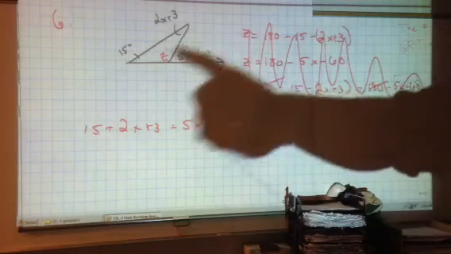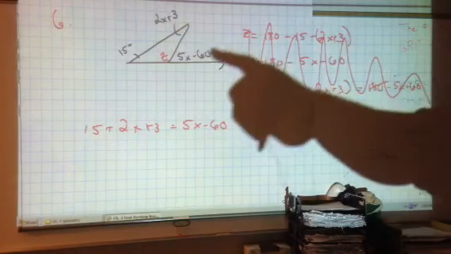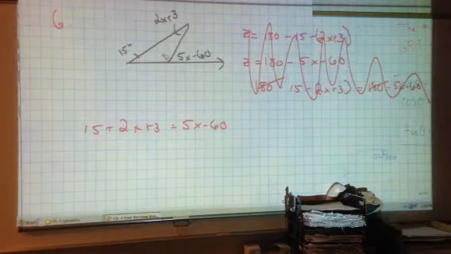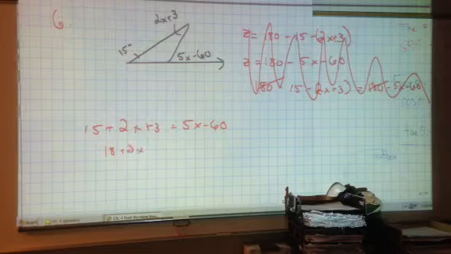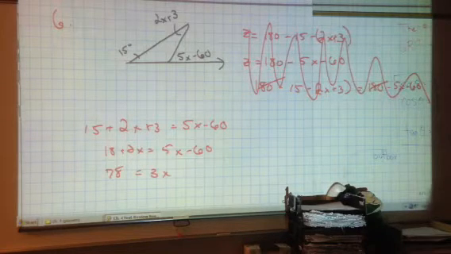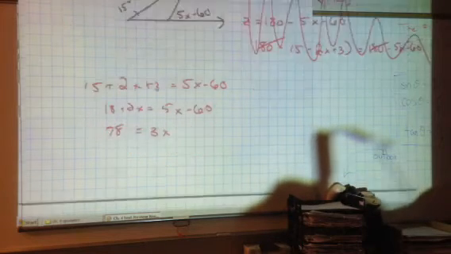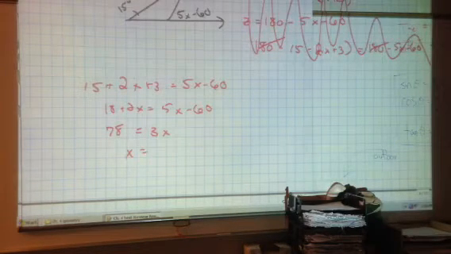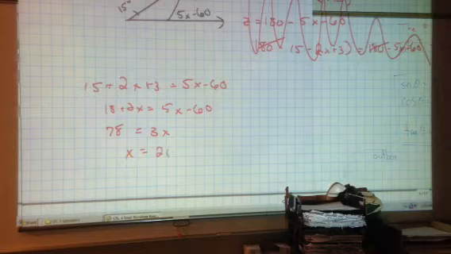So now that I did 15 plus 2x plus 3 equals 5x minus 60, I can just go ahead and solve for x. So 18 plus 2x is this. I'm going to add 60 to both sides, so I get 78. I'll subtract 2x from both sides. So I get 78 equals 3x, or x equals 26. So x equals 26, and that's what number 6 asks for.